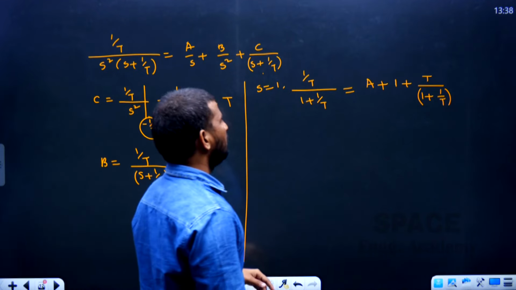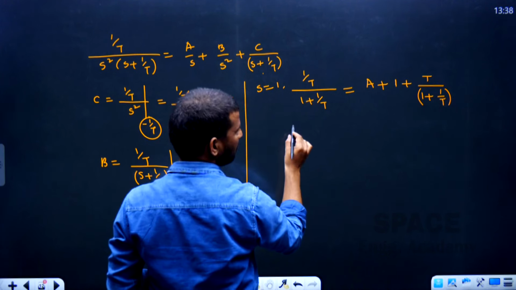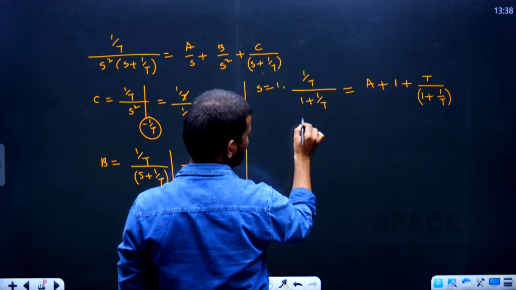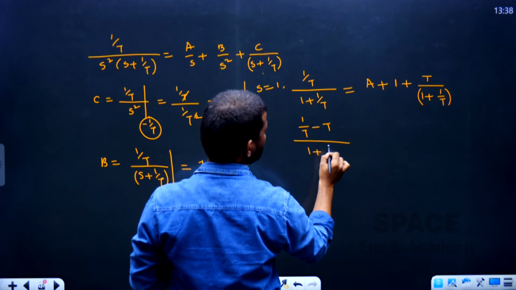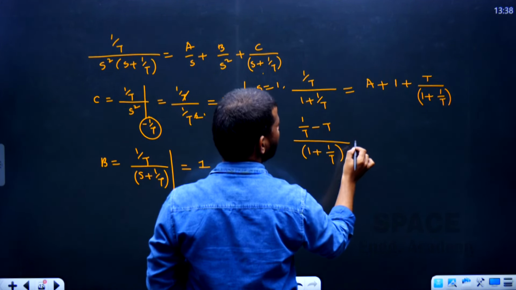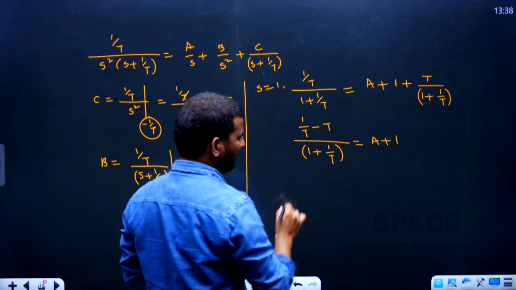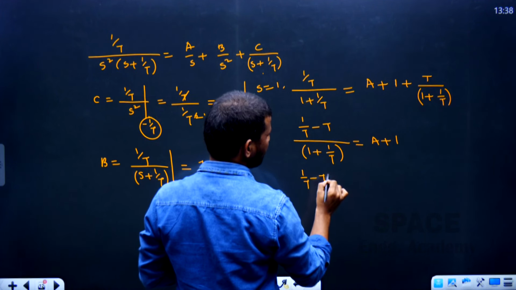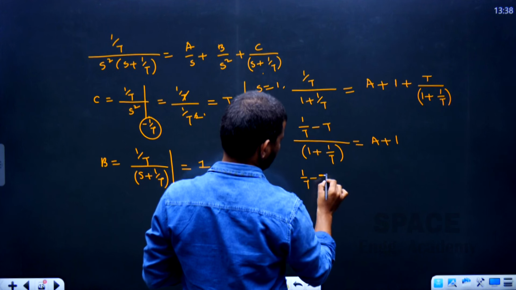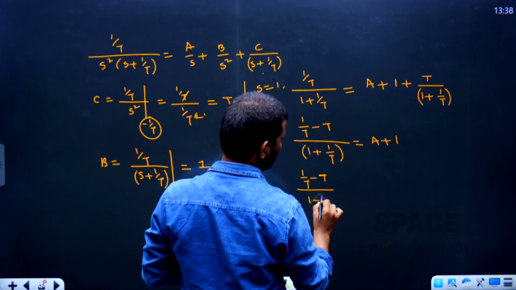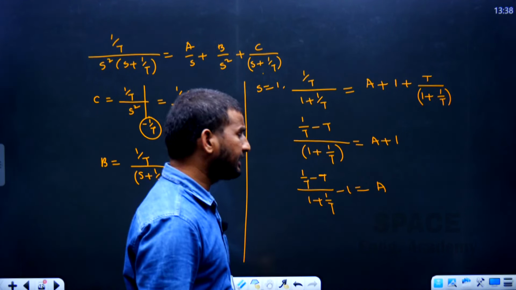Right. So you can bring the T here. You can bring this complete term here, then the denominators are equal. Denominators equal, so the numerator is the same, and we add this: 1 by T minus T divided by 1 plus 1 by T is equal to A plus 1. The 1 here, when taken across, becomes minus. So 1 by T minus T divided by 1 plus 1 by T minus 1 is equal to A. By simplification of all this, we are going to get the A value.